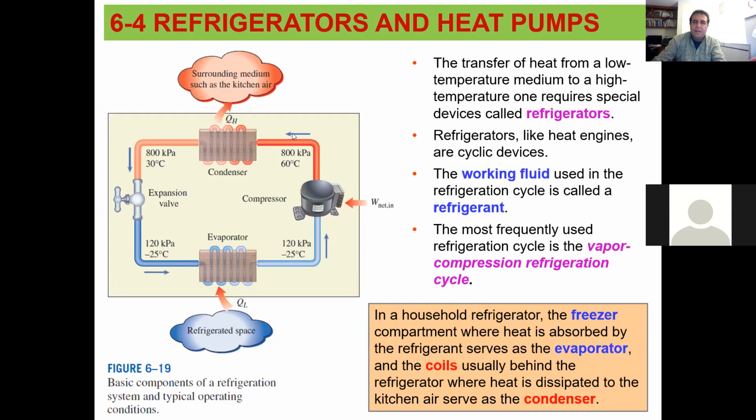Okay, so in this refrigeration cycle, we have the evaporator, condenser, and then the compressor and expansion valve. Okay, and that's the refrigerated space. So the evaporator and the coil is used behind it. We have a coil around the evaporator. And in a refrigerator, where the heat is dissipated to the kitchen air, that serves as the condenser. So this is the schematic of a refrigeration system and typical operating conditions.